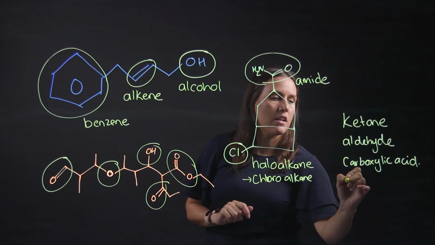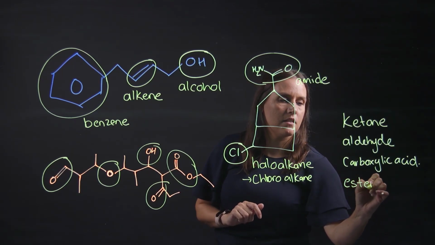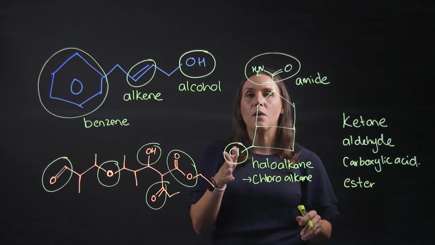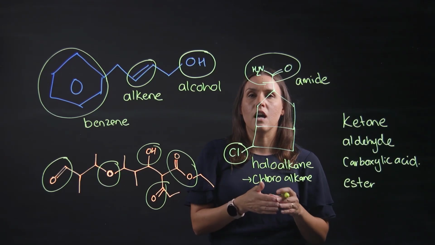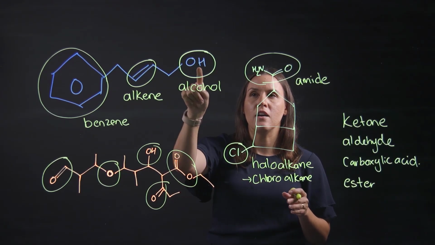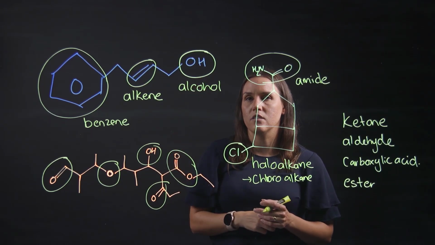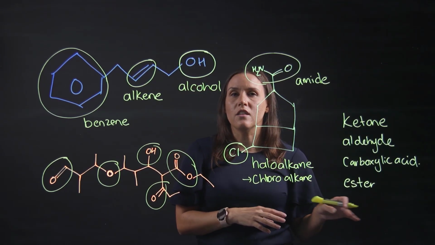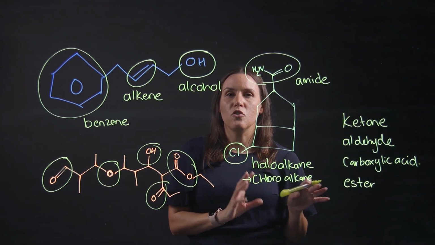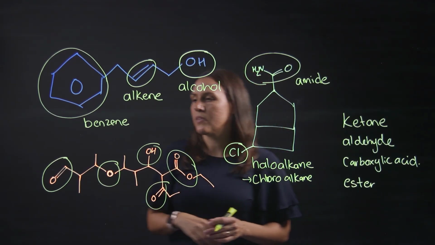Okay, and also another one is an ester. So an ester is when you have a carbonyl with an oxygen coming off the same carbon, so similar to an alcohol, but instead of the hydrogen, you have another carbon that's attached. Okay, and if you look in the description below, there's the link to the functional groups videos.